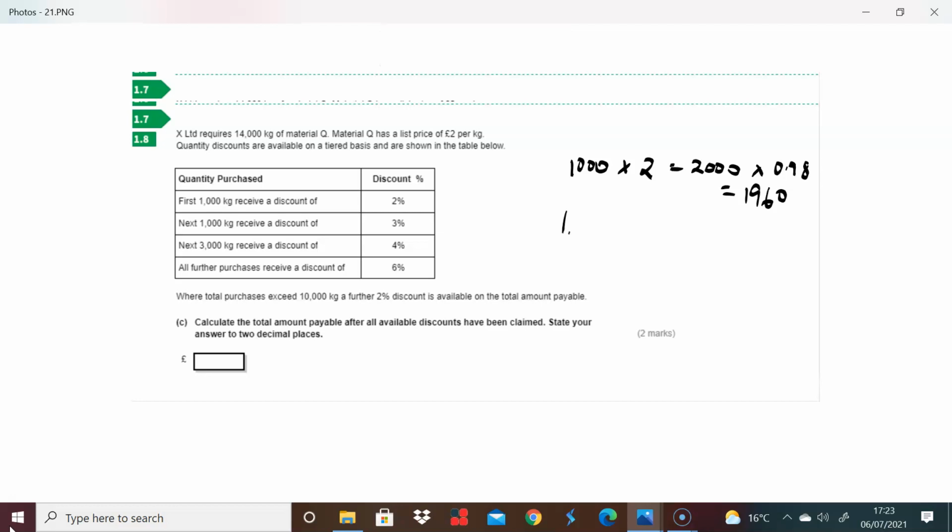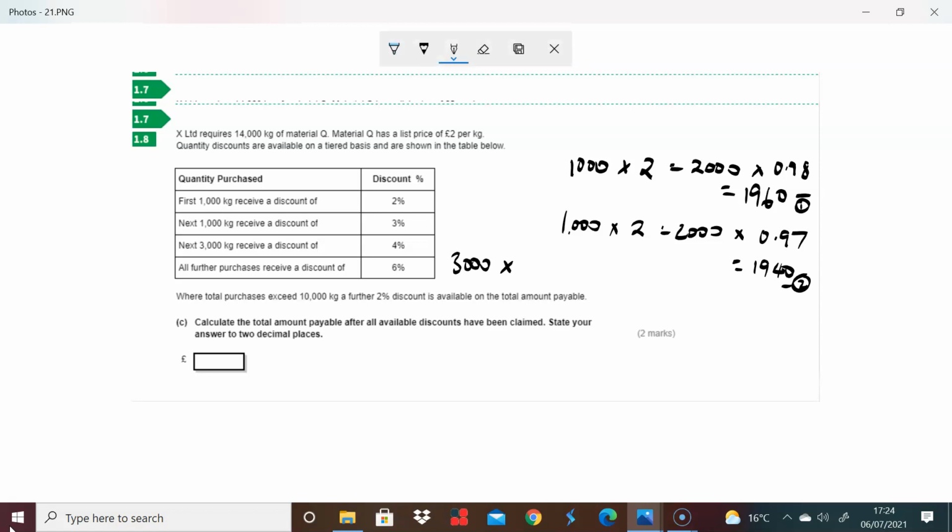Then the next 1,000 that you buy, same thing, £2. So that's 2,000. Gets you a discount of 3%. So you're paying 97% of that. So 2,000 times 0.97. So you're paying 1,940. Okay, great. And then the next 3,000 times 2 is 6,000, and you get a discount of 4%. So you're paying 96% of that. So 0.96 times 6,000, and that's 5,760.